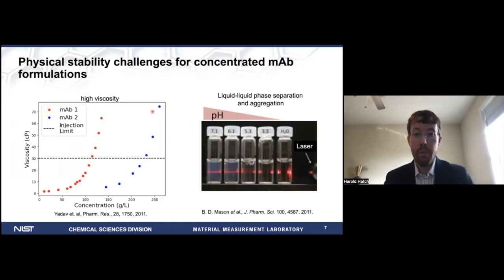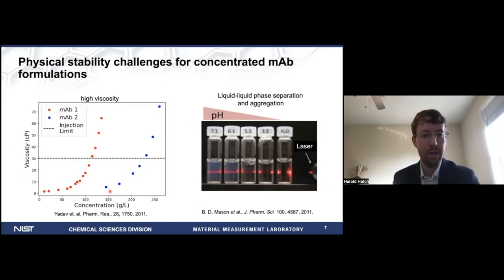So they're big molecules. So one of their problems is that they suffer from some physical stability issues. So here's an example of viscosity of two different mAbs as a function of their concentration. And you see, as you increase their concentration, the viscosity can go above this subcutaneous injection limit. And that means that they then have to be delivered to patients by IV, which is costly and time consuming.